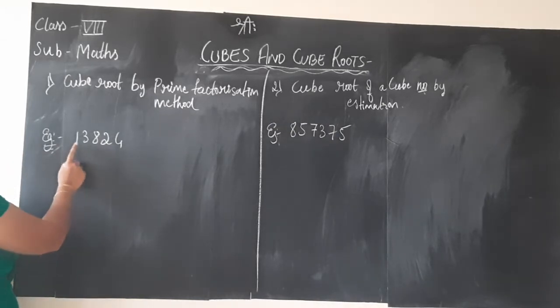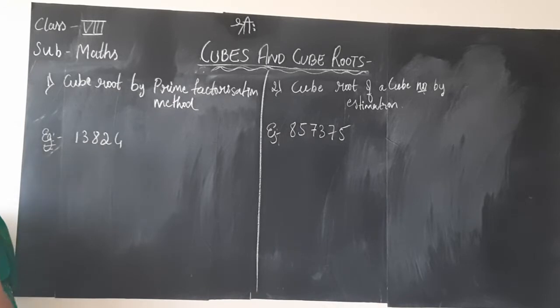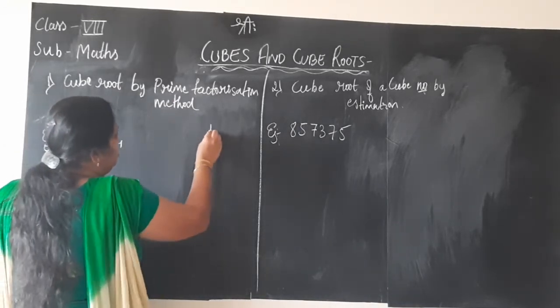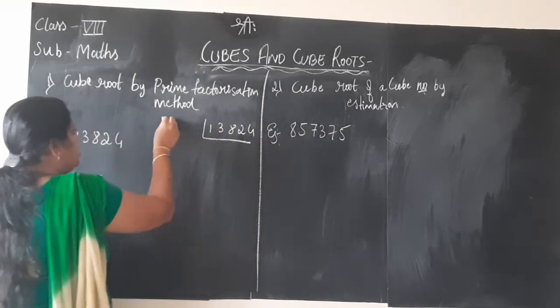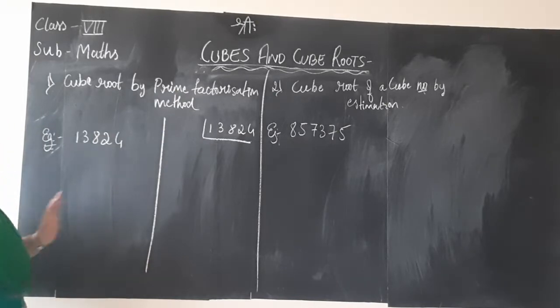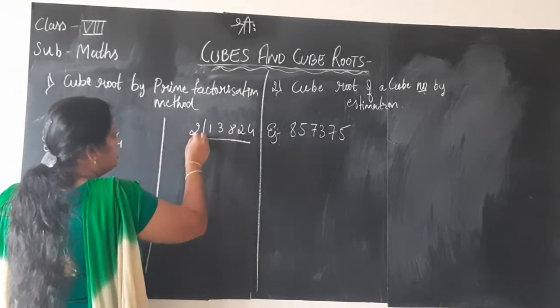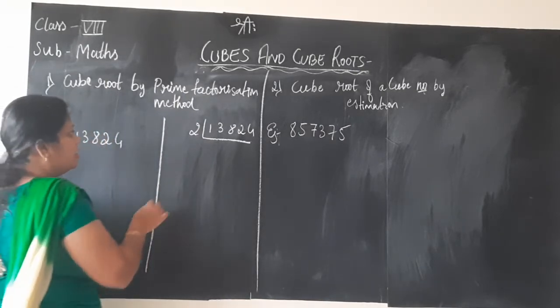So here the question is 13824. The question is to find the cube root. What is the cube root of 13824 by prime factorization method? Do it on one part of the book by drawing the column, children. Since 2 is in the units place, I start with table 2 here.